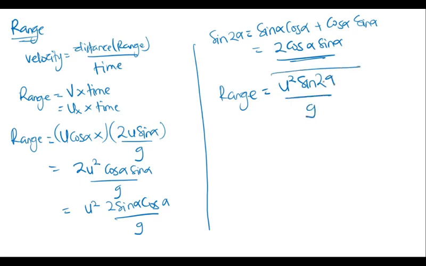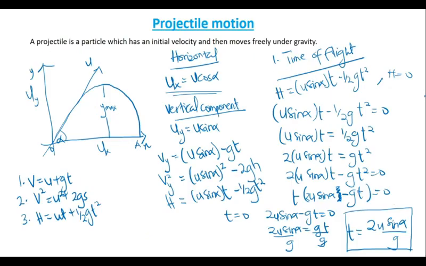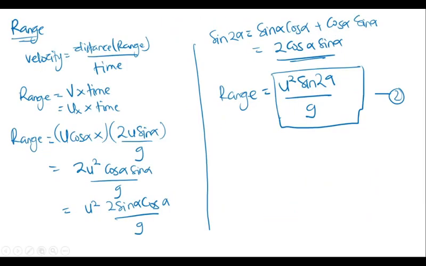So this is how we compute our range, if the question asks us to find the range. You just use the initial velocity squared, sine 2 alpha, the angle, then you divide it by the gravity, and then you get your range. So this is our equation 2. This is very, very important. This is our equation 1, and this is our equation 2. Let's note them down because we are going to use them in solving practical examples.